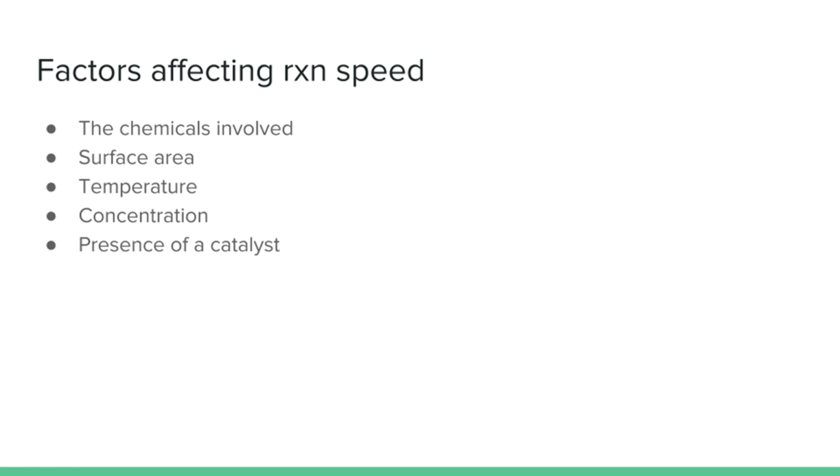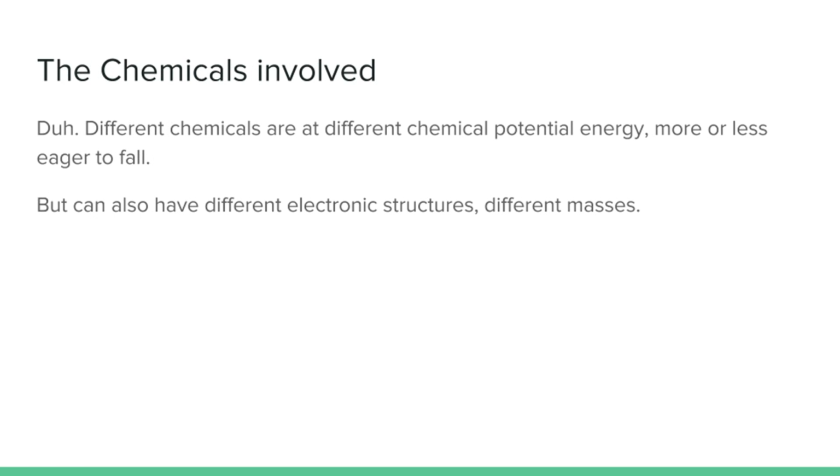Now, the chemicals involved, that's kind of a duh. Different chemicals are going to react at different rates. Very similar chemicals might have very similar reaction speeds, or they could have wildly different reaction speeds. Just because they're going to have different structures, they're going to move at different speeds to explore the space they're in. There can be a number of things going on in there. But you need to get that out there. Just different chemicals equals different reactions.